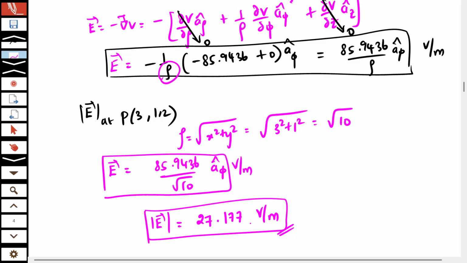So this is the electric field intensity at point 3, 1, 2 for the second subdivision between the two radial planes. I hope you have understood this problem.